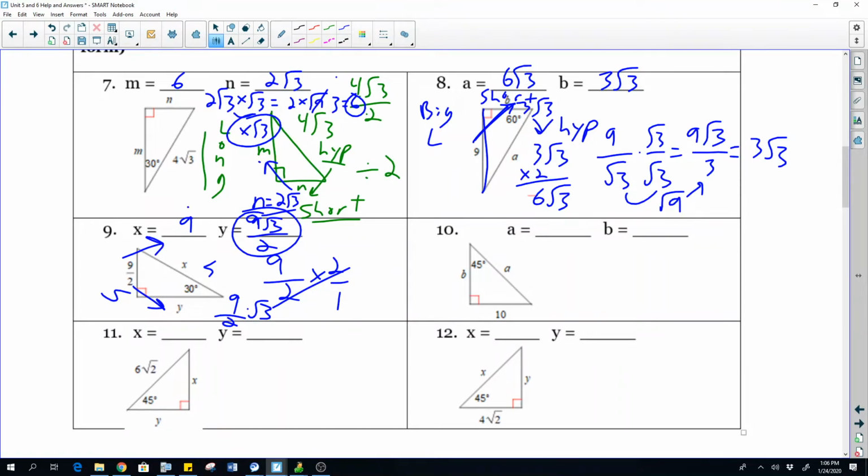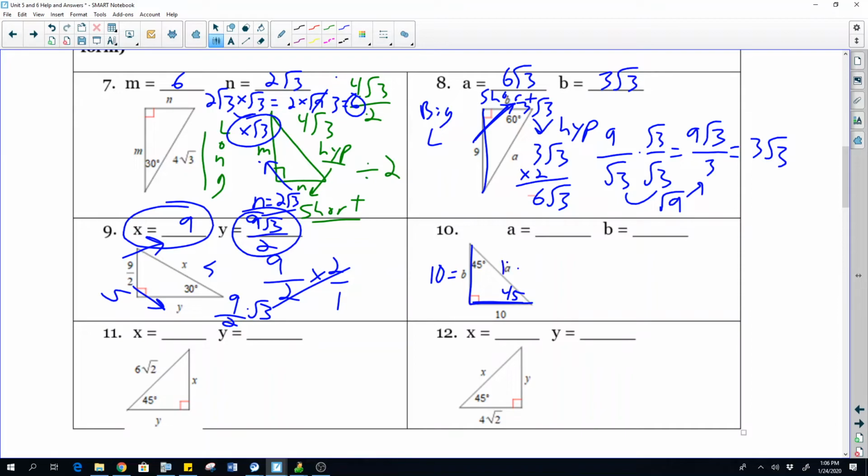Awesome. Okay, number 10. 45, 45, 90. So 45, 45, 90 is different. If this is 45, then this is 45, and this is a special right triangle. If this leg is 10, then this leg is going to be the same, 10, because the legs are the same, just like the angles are the same. But we did learn that the hypotenuse is also going to have a special formula.